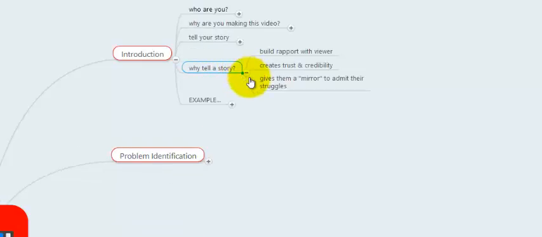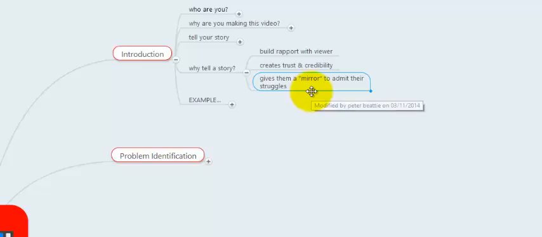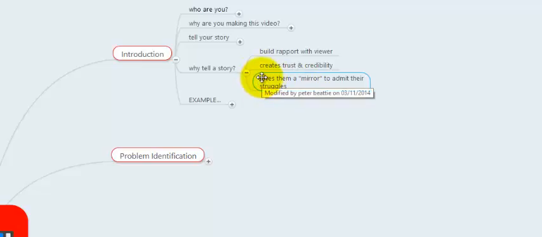And like I said, we just touched on this a little bit, but why tell a story? It's to build rapport with the viewer. You want to create that trust and credibility with them. They need to know you're a real person. And also, this is a big one right here, it gives your viewer a mirror to look through so that they can admit that they have a problem. People don't like to admit that they have problems, but they're more than happy to listen to someone else talk about their problems that they also have.